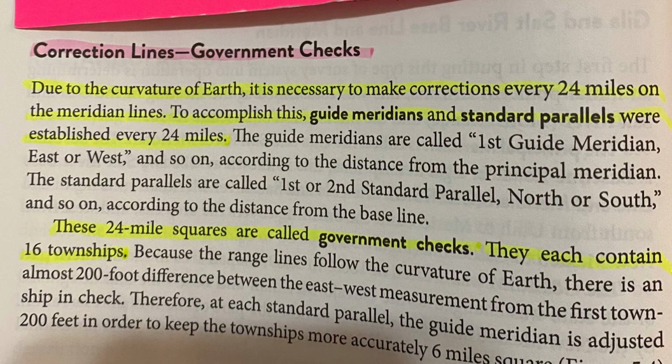Correction lines and government checks. Due to the curvature of the Earth, it is necessary to make corrections every 24 miles on the meridian lines. To accomplish this, guide meridians and standard parallels were established every 24 miles. These 24-mile squares are called government checks. They each contain 16 townships.